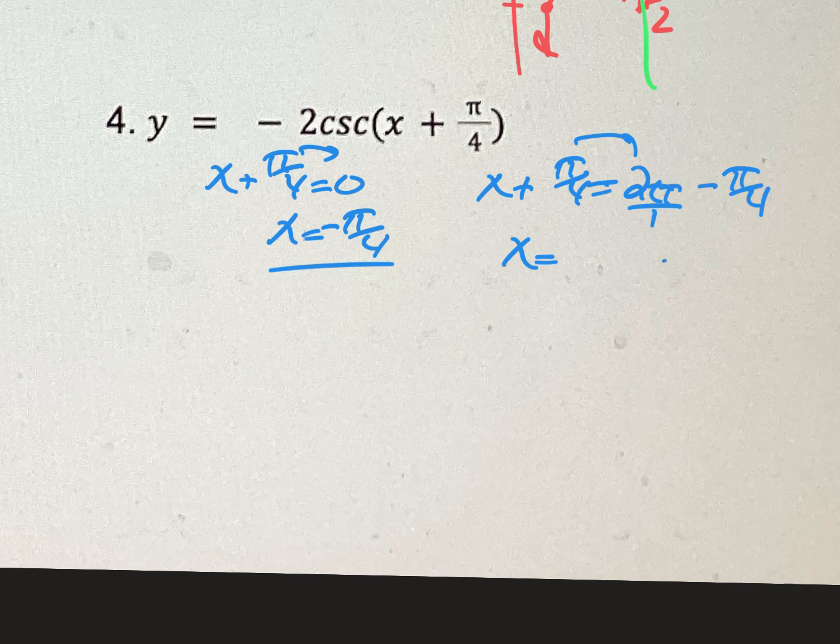And remember, the quickest way to subtract fractions is multiply your denominators, that's 4. Cross multiply. 4 times 2 is 8 pi. 1 times pi is 1 pi. 8 pi minus 1 pi is 7 pi over 4. That's where I'm going to stop.